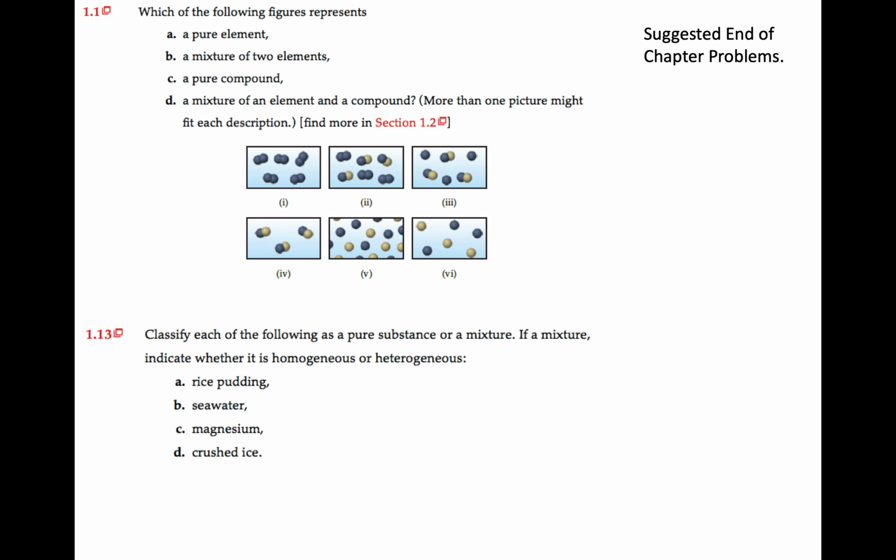The questions and topics within this video are from the start of Chapter 1. Here's some suggested end of chapter problems on this topic. So question 1.1 is asking you to apply these same terms for different particle representations. It's pointing out that if you want more information, look in section 1.2 of your textbook. And the second one is on this idea of classifying something as a pure substance or a mixture, and then considering whether it's homogeneous or heterogeneous. Be helpful to give those both a try.